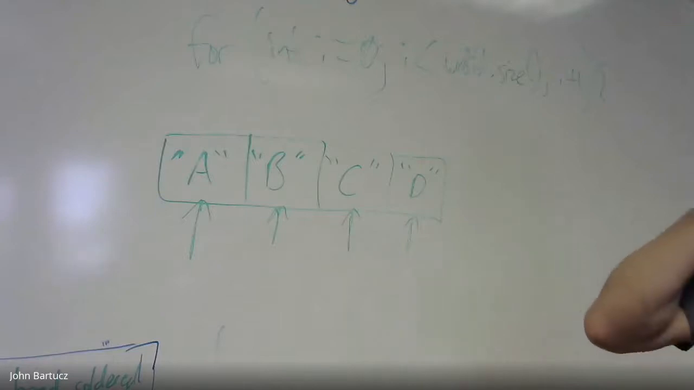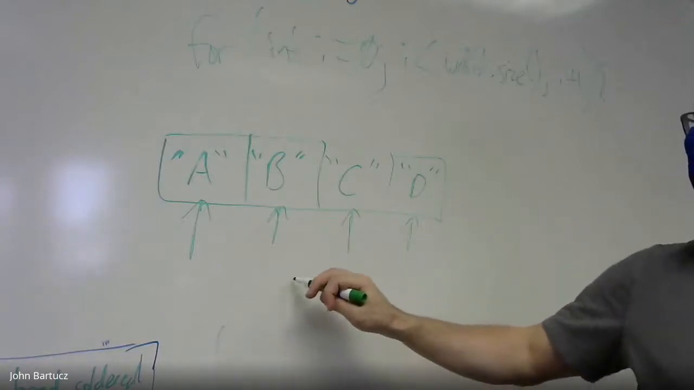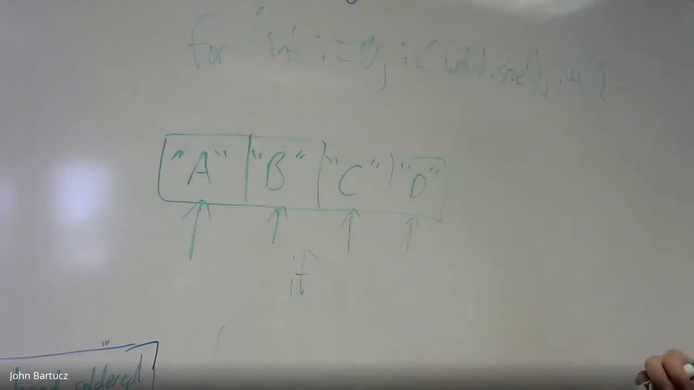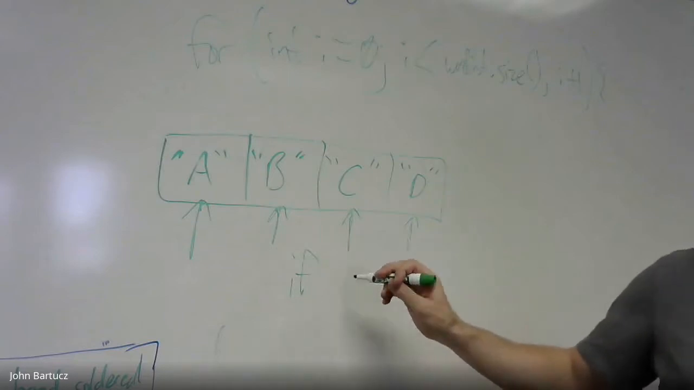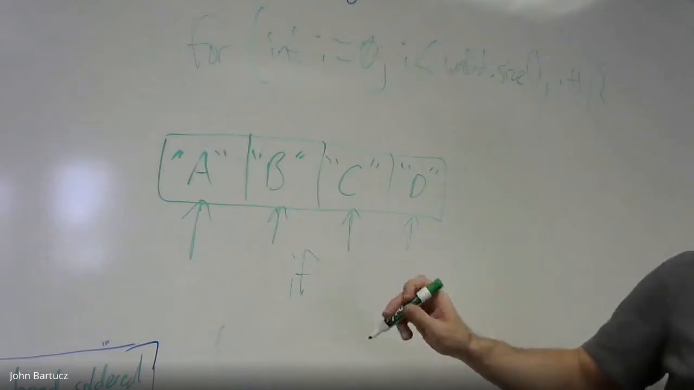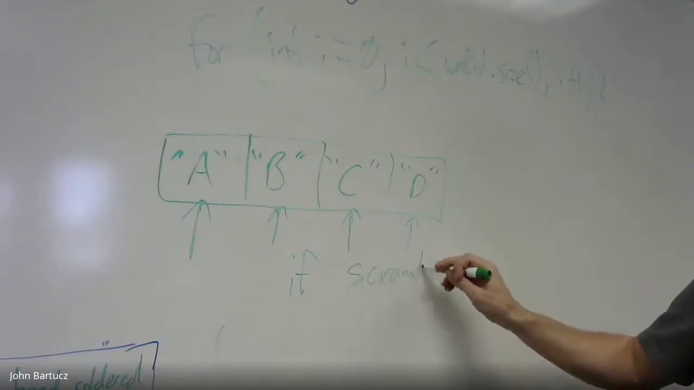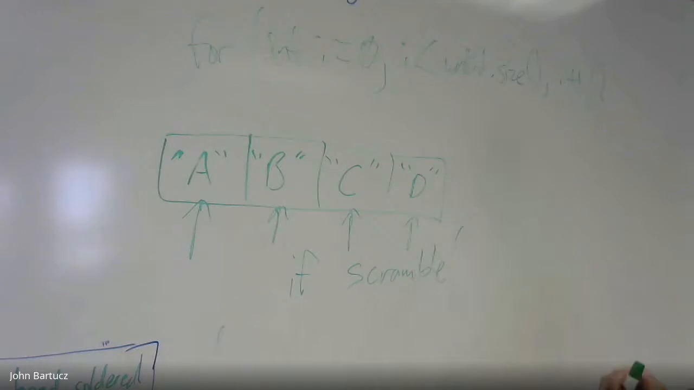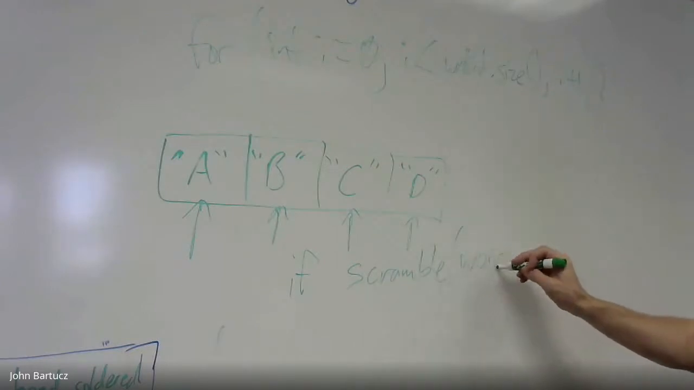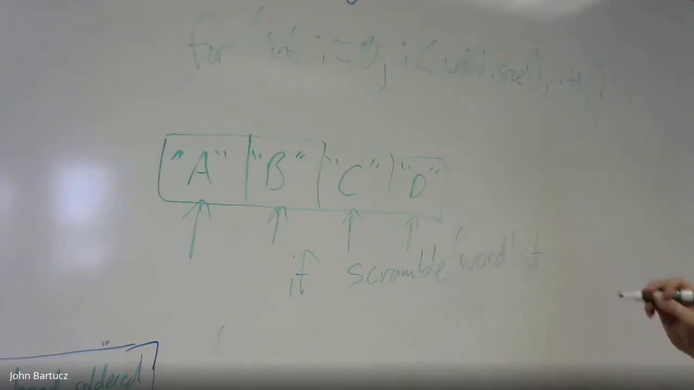And I can say if, I don't know exactly the method name, but let's just say scramble word list. And how do I get something from a list at a certain position? It's just get, right? I think. Get. Yep.